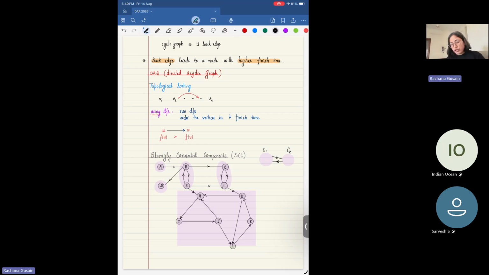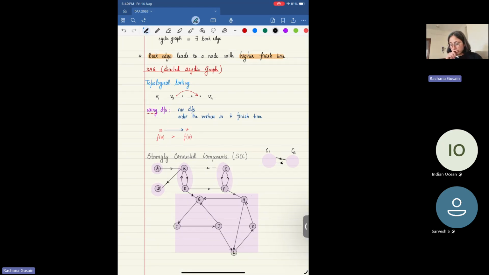Okay. So it is not possible to have the edges in different directions. Why? Because let's say this were the case. Let's say I had just two edges between the components C1 and C2. There is one edge going from C1 to C2 and another edge coming from C2 to C1. What does that mean?